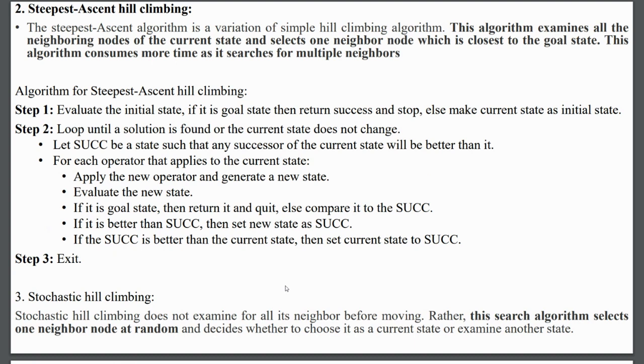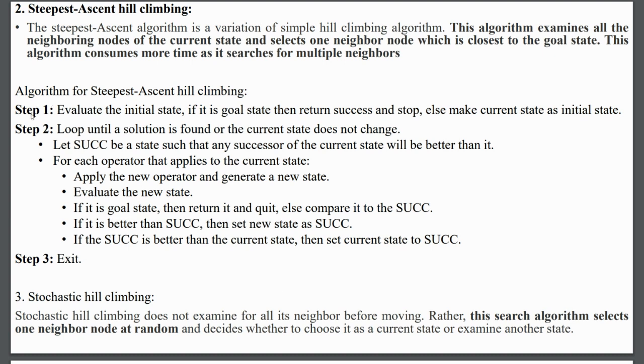So this is the second type of hill climbing algorithm, which is the steepest ascent hill climbing algorithm. The steepest ascent hill climbing algorithm is a variation of the simple hill climbing algorithm. This algorithm examines all the neighboring nodes of the current state and selects the neighbor node which is closest to the goal state. The algorithm consumes more time as it searches through multiple neighbors.